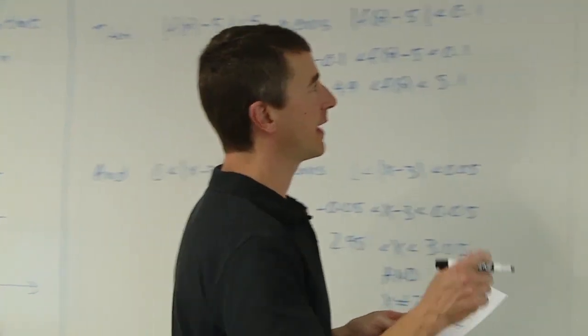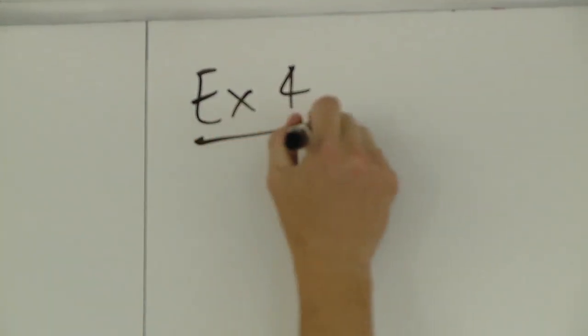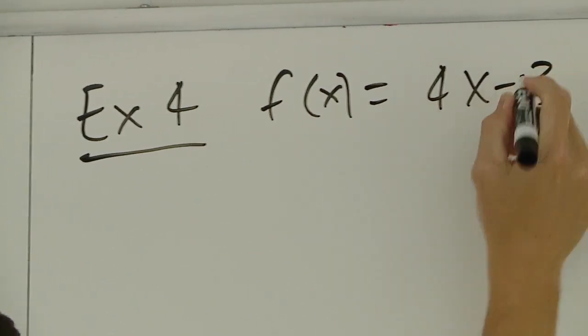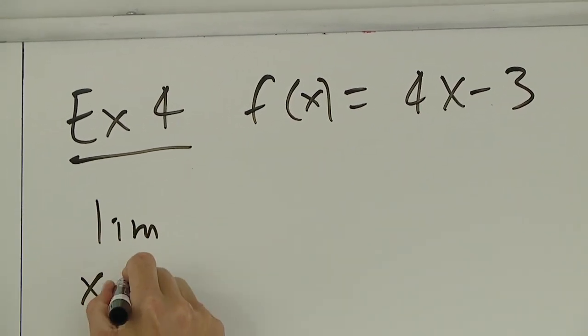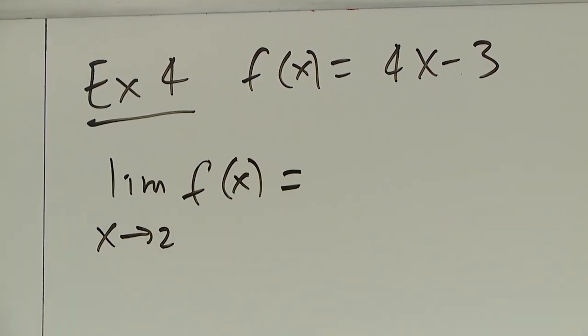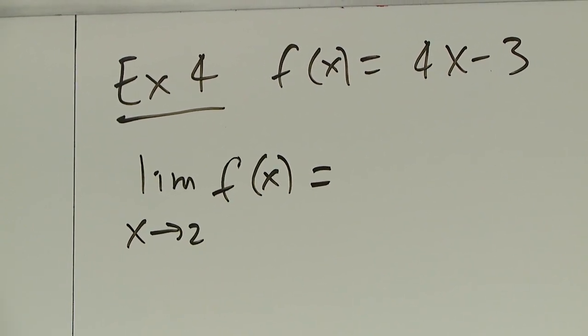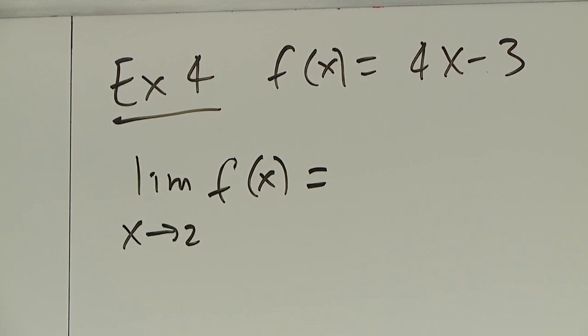So this is example 4 on the handout. We have the function f of x equals 4x minus 3, and we're trying to compute the limit as x goes to 2 of this function. Now this function is much more boring than the ones we looked at last time, because nothing is undefined. In fact, it is a line, it doesn't have any holes or anything like that.